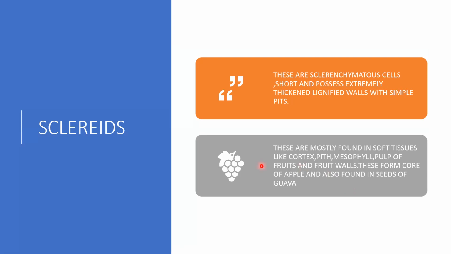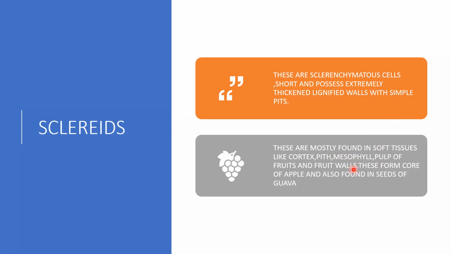So the second kind of cells which are found in the sclerenchymatous tissue are sclereids. These are basically stone-like cells, highly thickened, highly lignified, and they will again provide strength. These are sclerenchymatous cells which are short and have highly thickened and lignified walls with simple pits, unthickened areas. Now they may be found in the soft tissues of cortex, pith, mesophyll, pulp of fruits, and fruit wall.